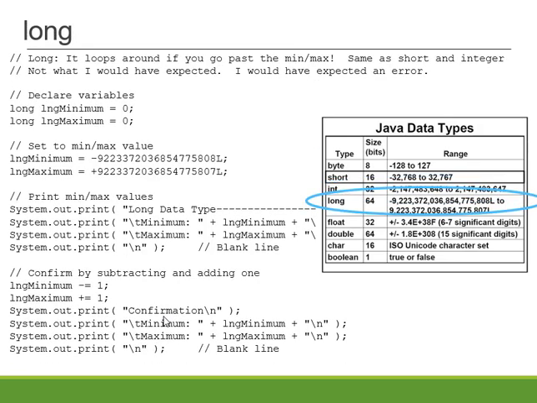Let's move on to the long. You guys see the trend here? So now we're going to do the same thing. We're going to declare our variable. We're going to set the min. We're going to set the max. Then we're going to print the min and print the max and loop around by adding and subtracting 1 and provide that confirmation output.